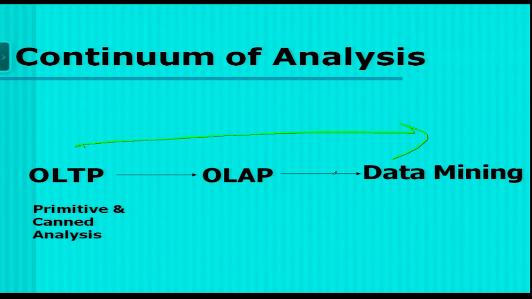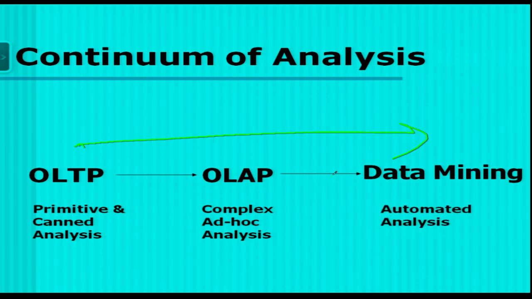And here in OLTP what we have is primitive and canned analysis. So some kind of analysis we do at the operational systems also, like if you're running a grocery store, at the end of the day you would want to find out what is your total sales. So this is typically canned analysis, right? So you do it every day. And the analysis is very primitive in nature. And when you go to data warehouse, the analysis becomes complex and it is very ad hoc. I explained this ad hoc part already.